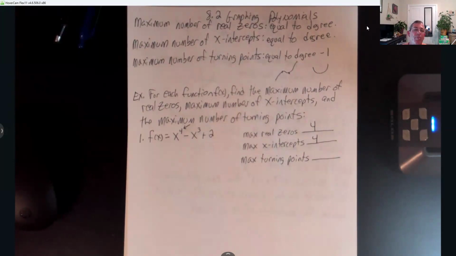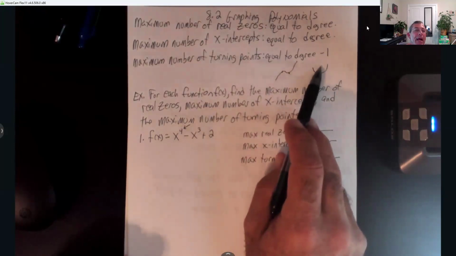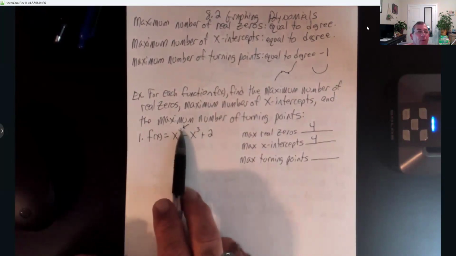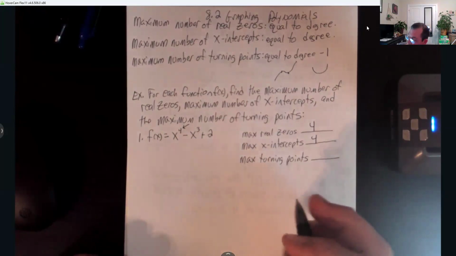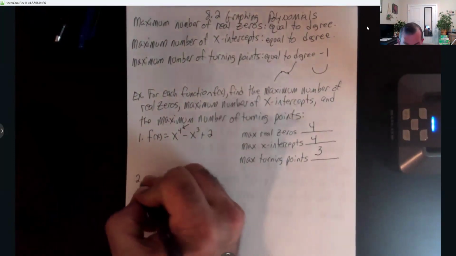And how about my maximum number of turning points? Oh, y'all look here. Equal to the degree minus 1. Oh, Nat, do this. Take your degree 4 minus 1, and that gives you 3. Good job. Okay? So the degree gives you two of them. Subtract 1 to get the turning points. All right, y'all, do that on this one.